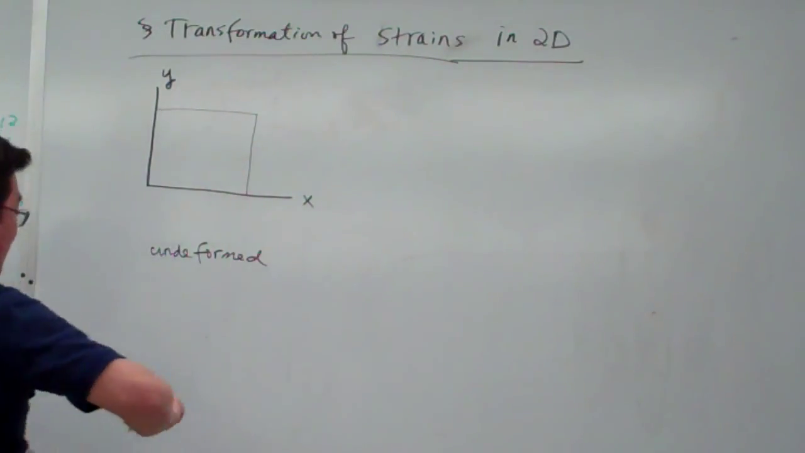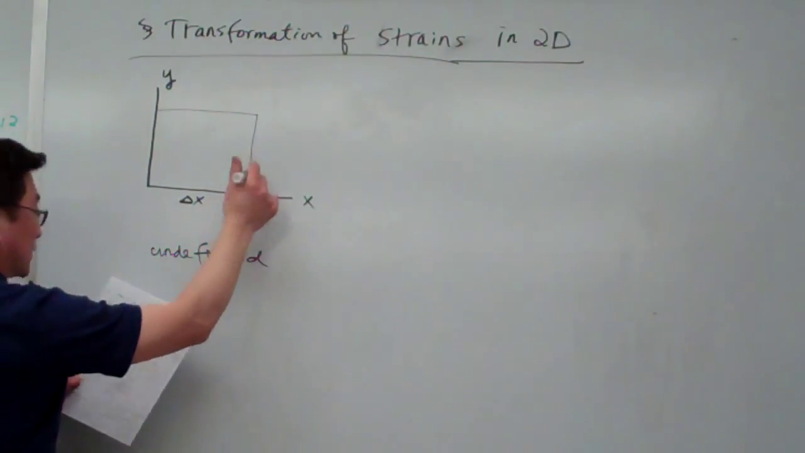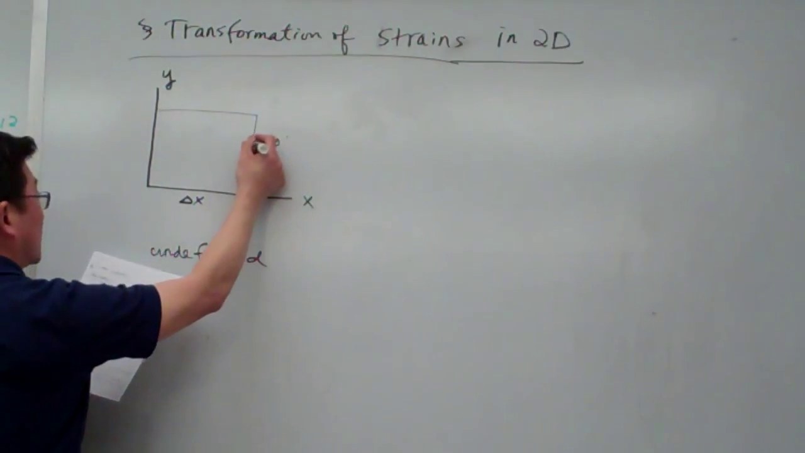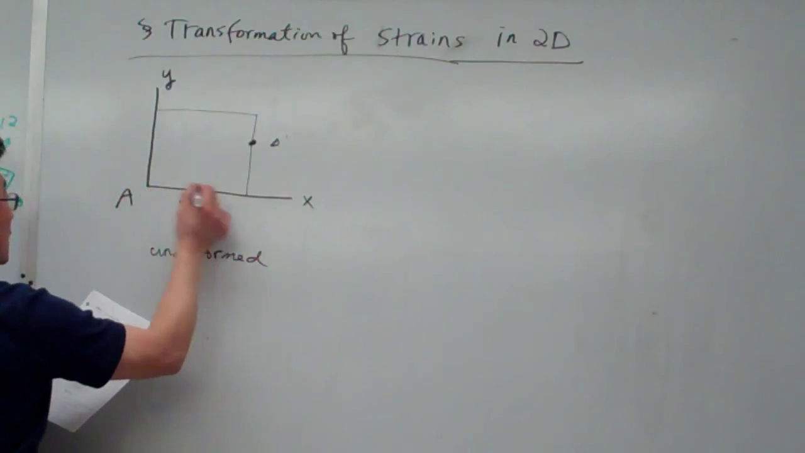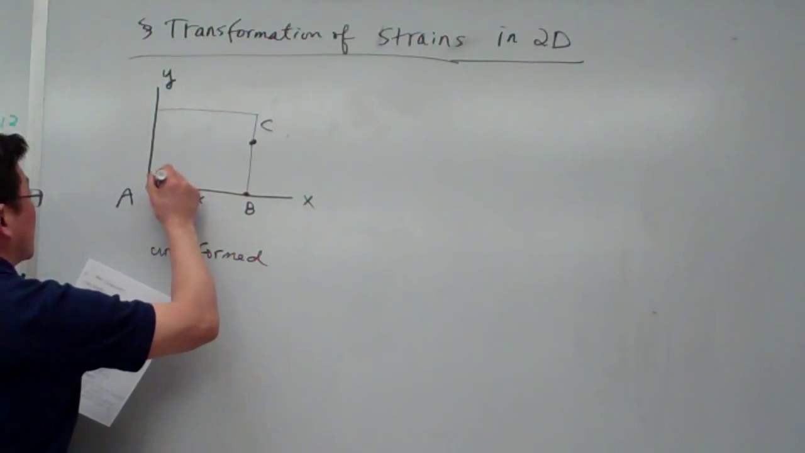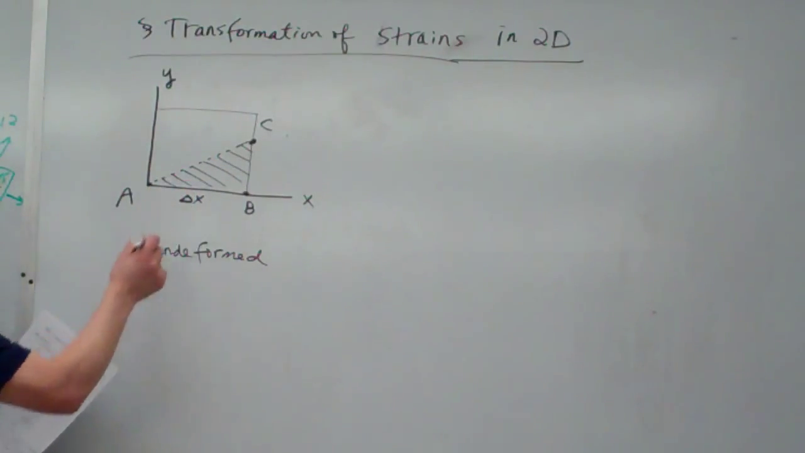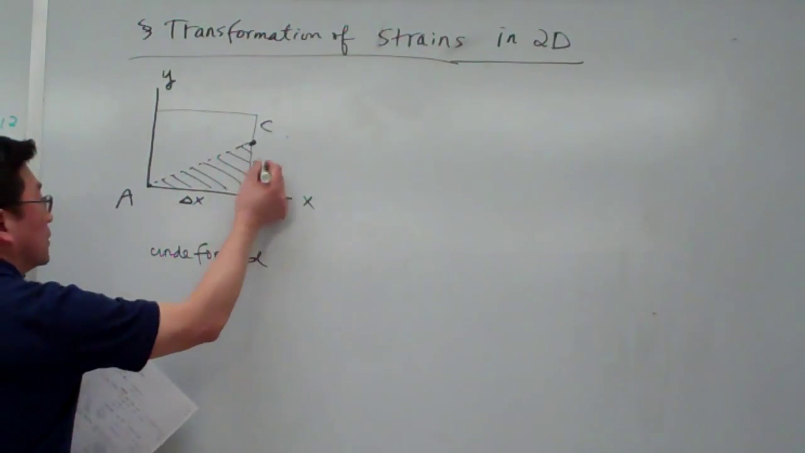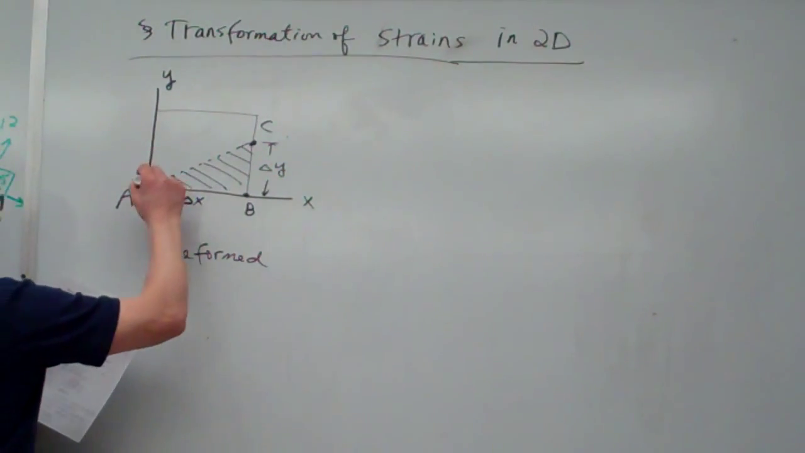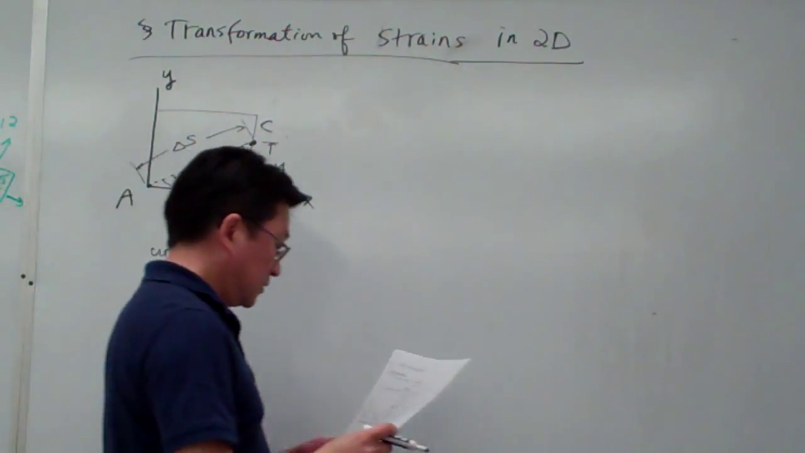This is our undeformed element. For example, let me say this has a length, the dimension delta x. Let me pick any points, say A, B, C. This is the undeformed shape we pick for studying the change in the strain, and this side here is delta y. The other side is delta s.